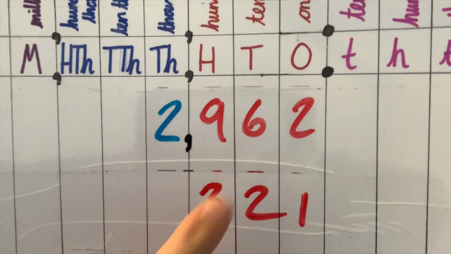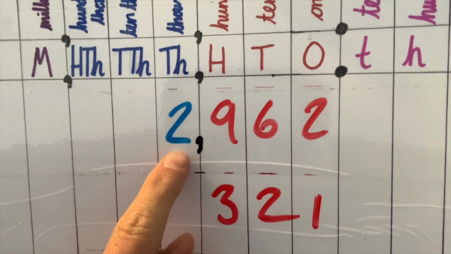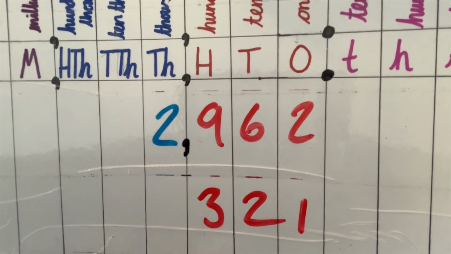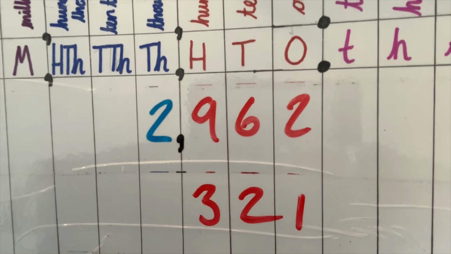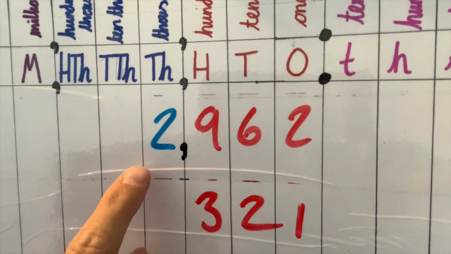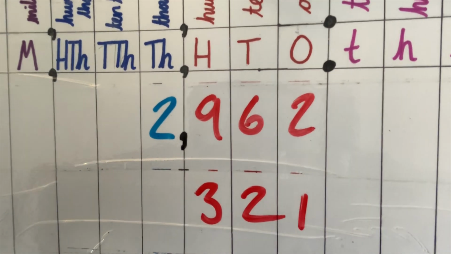We know that 2,962 is the largest integer because it has a 2 in the thousands column, whereas 321 has nothing. A good way of telling which integer has the largest value is that if they have different numbers of digits, the one with the most number of digits is the largest value number.